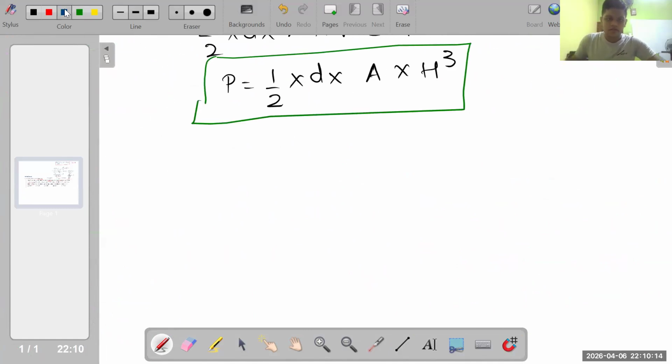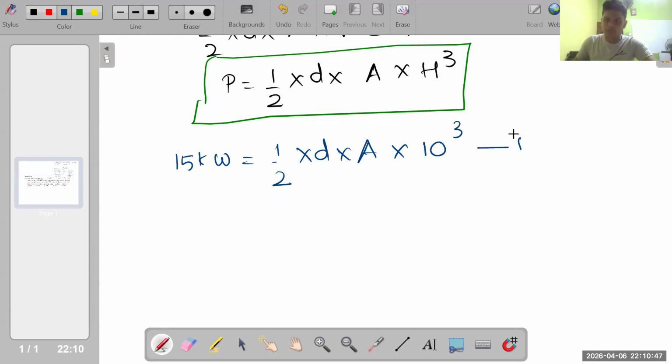So for the first instance, power was 15 kilowatt, right? Half density will be the same. Why? The air which flows is the same, it does not change. Density is the same, area is the same. Why? The turbine area, the surface area that has been occupied, does it change? No. What is changing actually? Actually, the height is the one that is changing. So initially the height was 10 meters. So 10 to the power cube. This is the first equation.